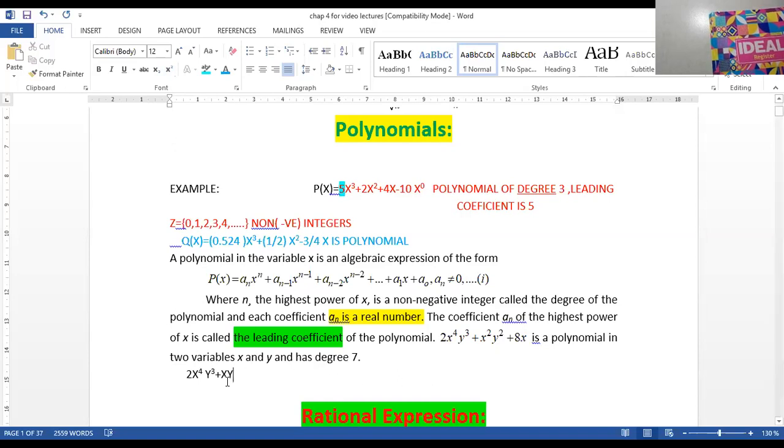So in this case, if we have terms like x to the power 4, y to the power 4, they are being multiplied in fact. So you have to add the power of x and the power of y. Like in this case, you can see 4 plus 3, it will become 7. So this is how we are deciding.